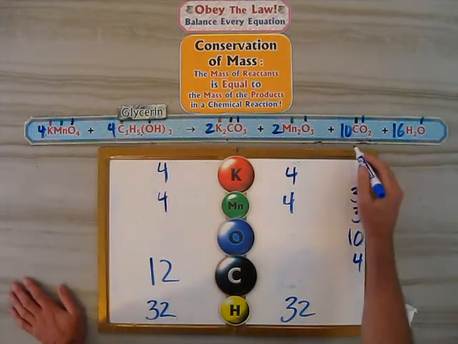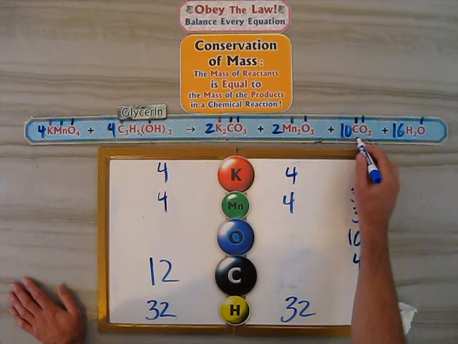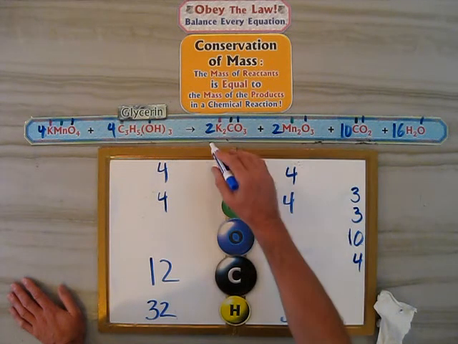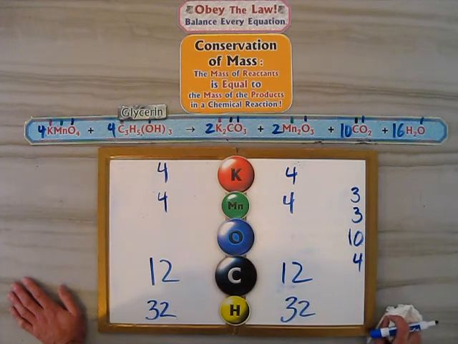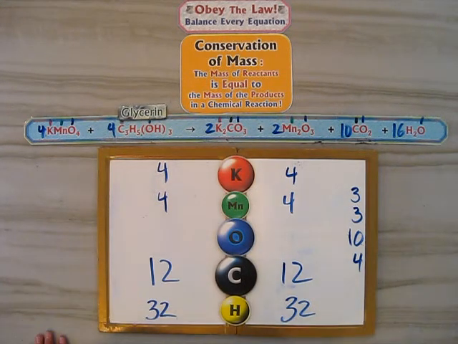And how many carbon do I have over here? I've got 10 carbon, right? And 2 carbon. Oh, good. Carbon is good. That's pretty cool. All right, so let's see. What else do we have to add up?